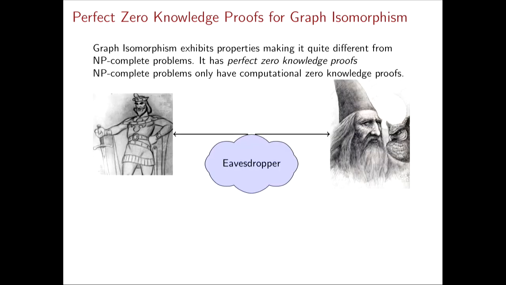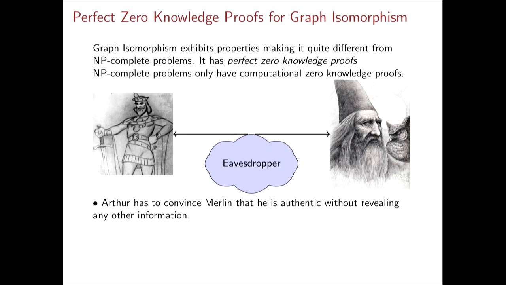So there's a lighter slide after the group theory. This is the model in which we're working. The figure on the left is called Arthur, and the one on the right is the wise wizard called Merlin, and they're communicating over a channel which is insecure, so there is an eavesdropper on the channel. Arthur, you can imagine, is a user of a system, and he is trying to convince Merlin that he is a legal user and he wants to log in.